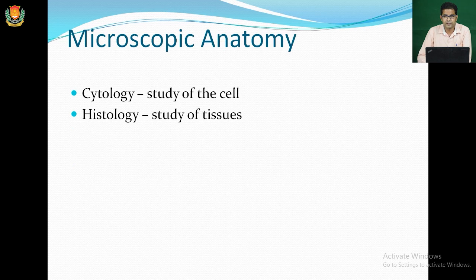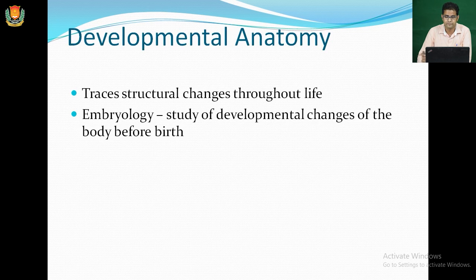Next is the microscopic anatomy. Microscopic anatomy deals with two aspects. The first one is cytology, another one is histology. Cytology discusses the study of cells, and histology discusses the study of tissues.